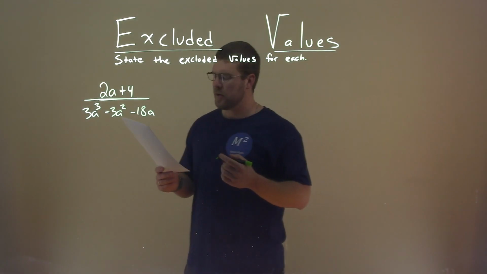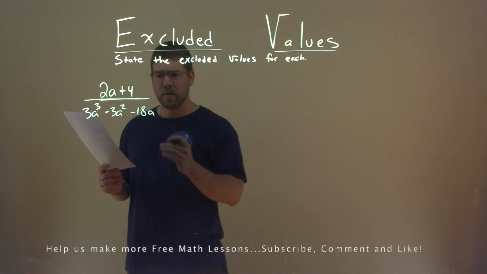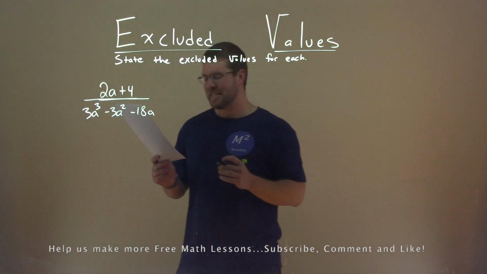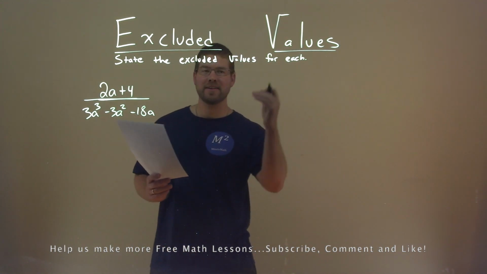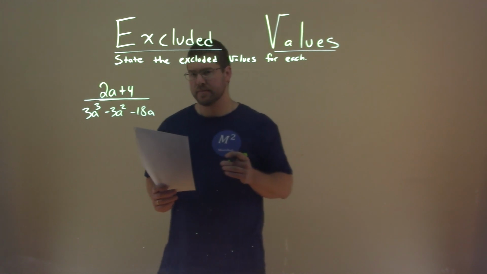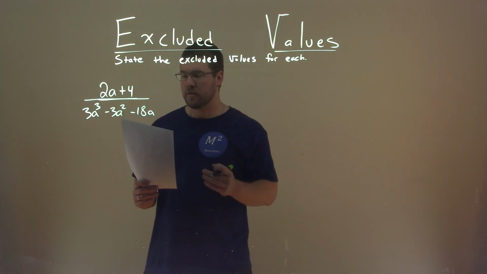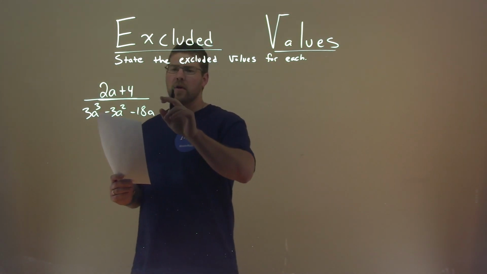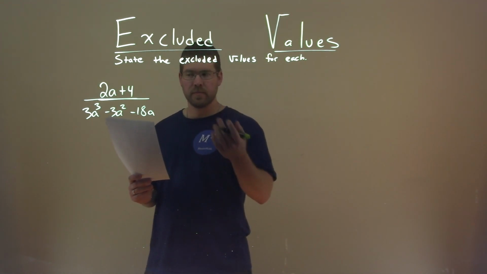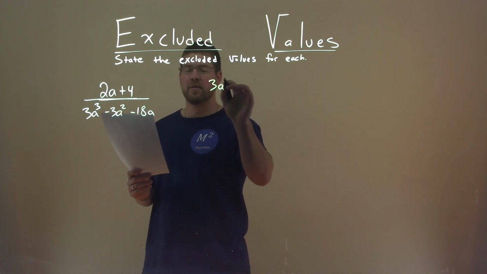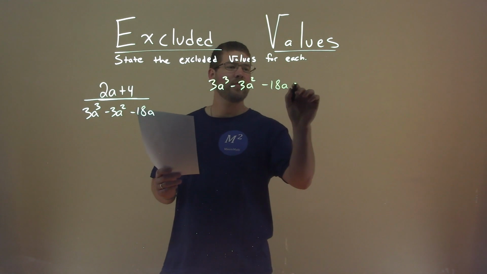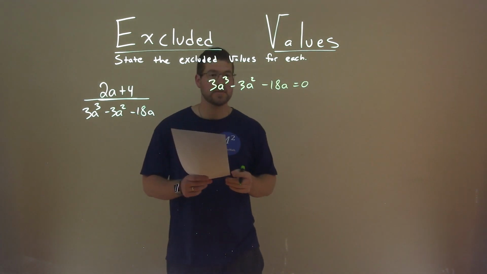We're given this problem right here: 2a plus 4 divided by 3a to the third power minus 3a squared minus 18a. And we want to find the excluded values. We have a rational expression right here, and we know we cannot divide by 0. So if we can find when the denominator is equal to 0, we can find our excluded values. So we take the denominator, 3a to the third power minus 3a squared minus 18a, and we're going to find when it's equal to 0.